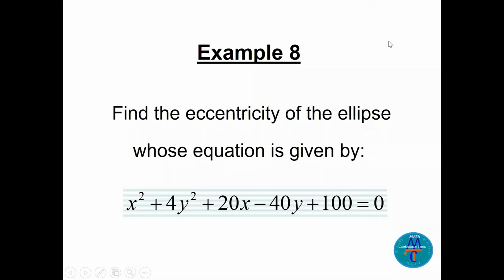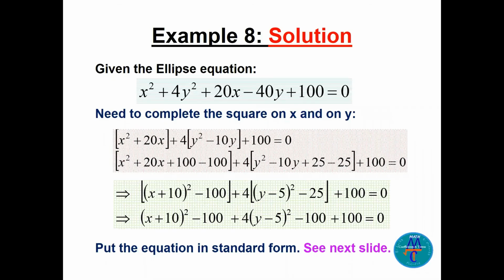Now example 8 says find the eccentricity of the ellipse whose equation is given by x squared plus 4y squared plus 20x minus 40y plus 100 is equal to 0. Now from the equation, it's very clear that we have to complete the square as we did many times. Complete the square on the x, complete the square on the y. I will do it here in detail so you can learn better.